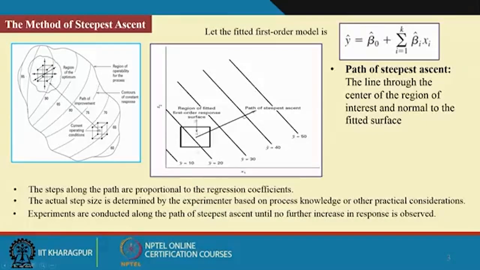I also discussed that when you go for a first order response surface model, the contour plot for the responses will be parallel lines. If you are operating here, then you start with the origin of this operating zone and follow the path normal to the fitted surface. Also, to conduct the sequential experimentation, you require the step size, meaning where you will go for the next experiment.